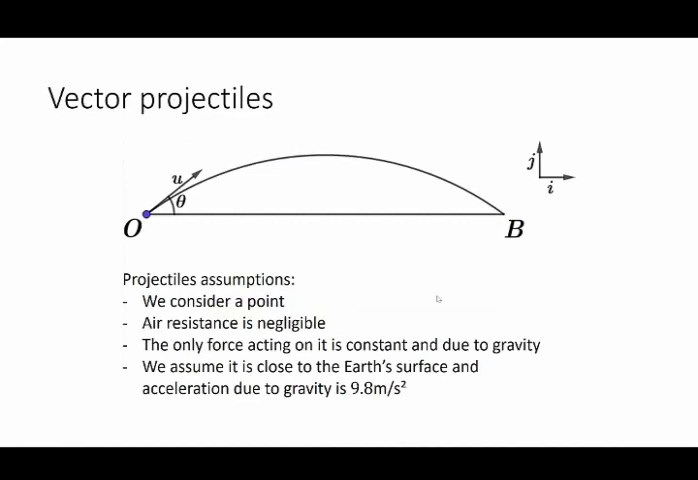So thinking in terms of projectiles then, we've got a few assumptions. Whenever we're dealing with projectiles, we consider a point, that the point is what's moving, so the projectile doesn't have any size. We are not considering air resistance at this point. The only force acting on it is constant, it's due to gravity, and most of the time we say it is 9.8. The question would tell you if that was going to be different from 9.8.